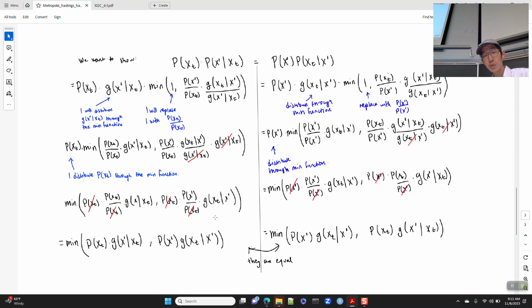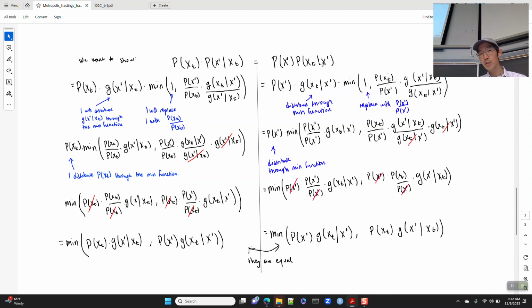So on the left-hand side, the amount flowing from xt to x prime is going to be equal to the minimum between the probability of starting off at xt multiplied by the probability of going to x prime given xt, and the probability of x prime times the probability of proposing xt given x prime. So we have the minimum between these two things. That's going to be the amount flowing from one side to the other.